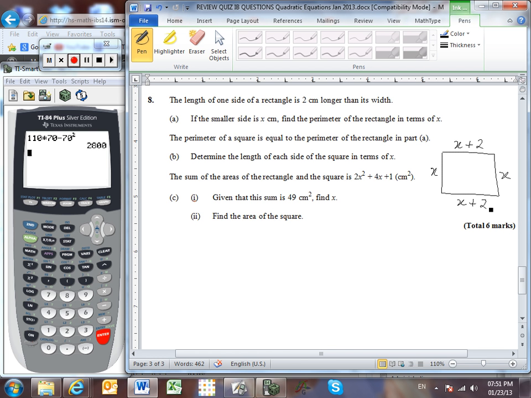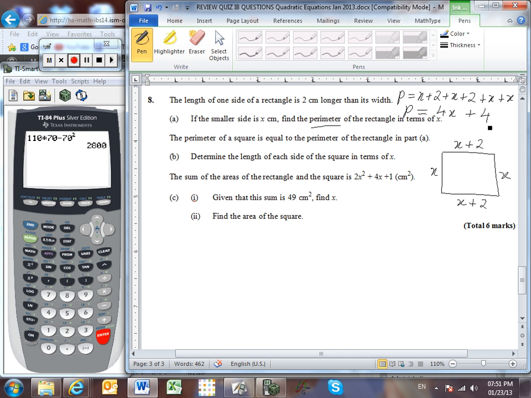Alright, we need to find the perimeter of the rectangle in terms of x. Well, we've already learned that perimeter is going to be the sum of all of the 4 sides. So perimeter is going to equal, well, I've got x plus 2 plus x plus 2, the 2 lengths, and I've got my 2 widths, x and x. Doesn't matter the order in which I add them. And that means that the perimeter gives me a total of 4x plus 4.